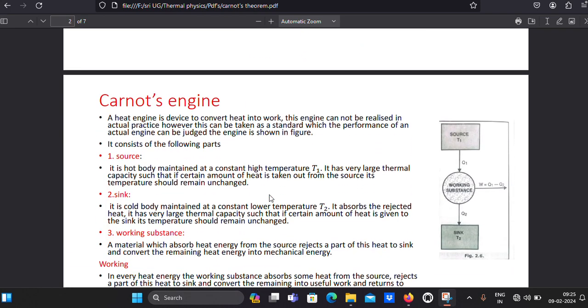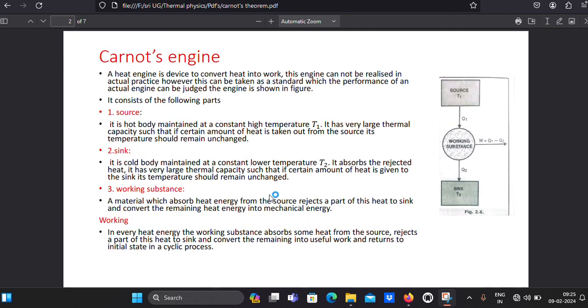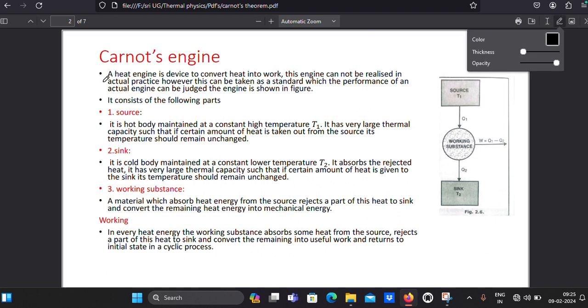So today's topic is Carnot's engine, and sometimes we call it a Carnot heat engine also, right? Okay, friends. A heat engine is a device to convert heat into work. So what is the definition of the Carnot engine? A device which converts heat into work is called a Carnot heat engine.